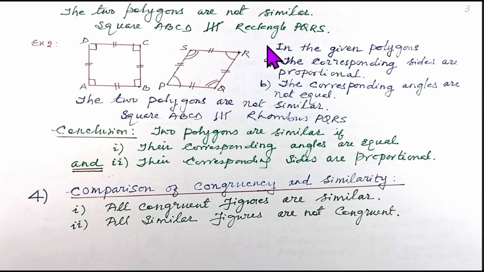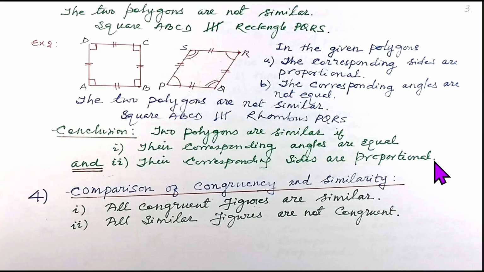Now let us take two more polygons. We have taken a square here and a rhombus. In these two figures, the corresponding sides are proportional, but the corresponding angles are not equal. Therefore, these two polygons are also not similar. So now the conclusion is, when will two polygons be similar? Two polygons are similar if their corresponding angles are equal and their corresponding sides are proportional. Therefore, remember the conditions for two polygons to be similar are that their corresponding angles are equal and their corresponding sides are proportional.